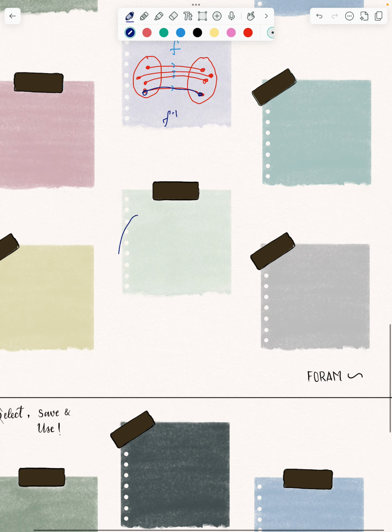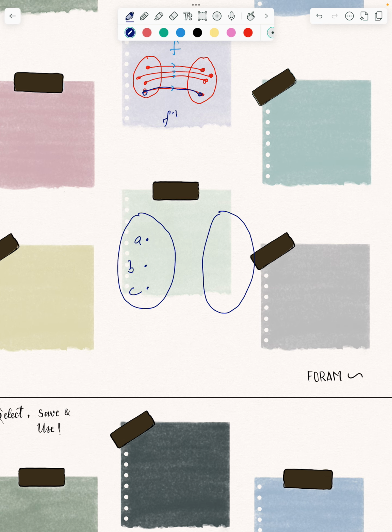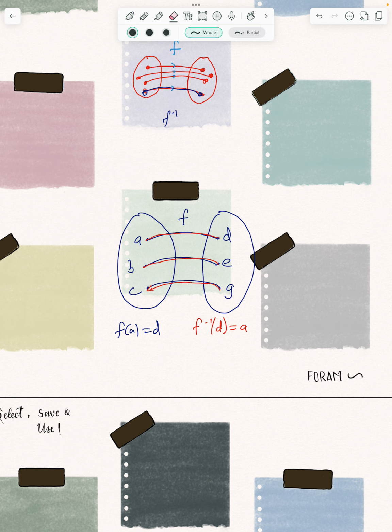Okay, so to give you a slightly better bubble diagram, if you have A, B, and C getting mapped under the function to D, E, and G. So f of A is equal to D, f of B is equal to E, and f of C is equal to G. Then f inverse will take G back to C, E back to B, and D back to A. So f inverse of D is equal to A, f inverse of E is equal to B, and f inverse of G is equal to C.